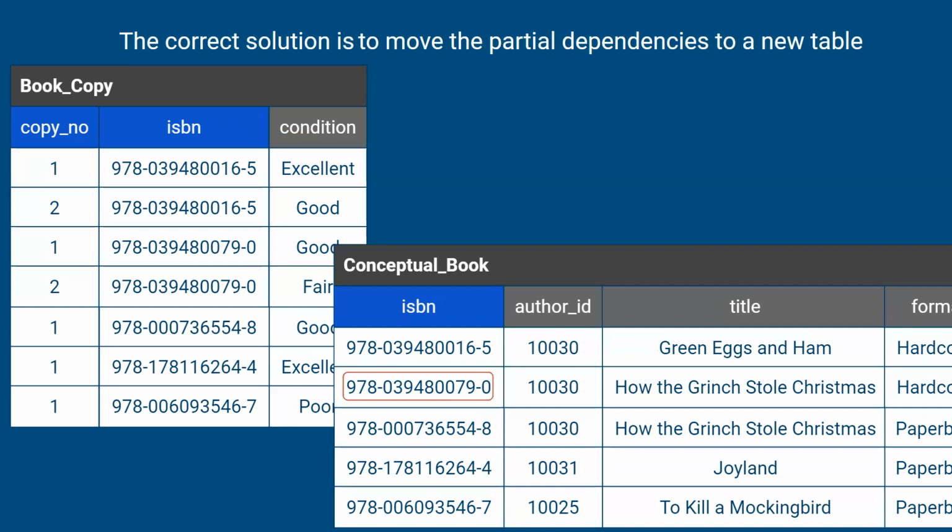And so you'll see that not only have I brought the partial dependencies out, I've brought their determinant out as well. So what determines those? In fact, all three of these have the same determinant. They come into their own table. If I had some other partial dependencies in there on a different determinant, they would go into their own table. So whatever is determined by the ISBN is going to come into its own table. So we can see that we're doing the reference here. ISBN in the one table is going to reference ISBN in the other.